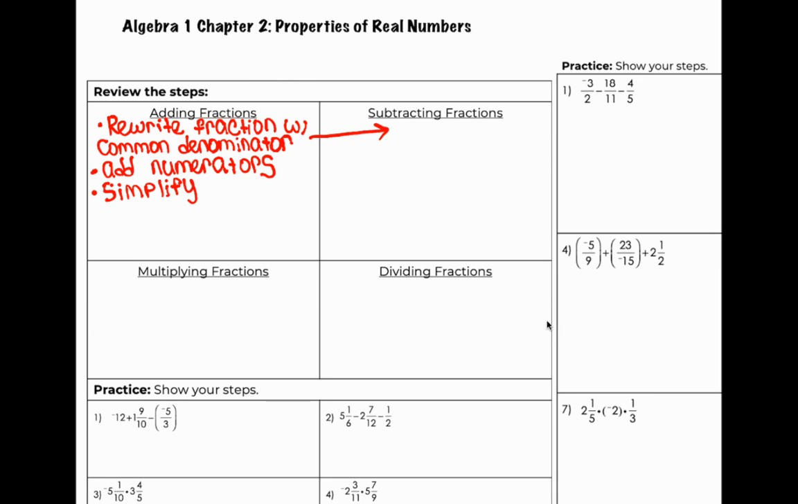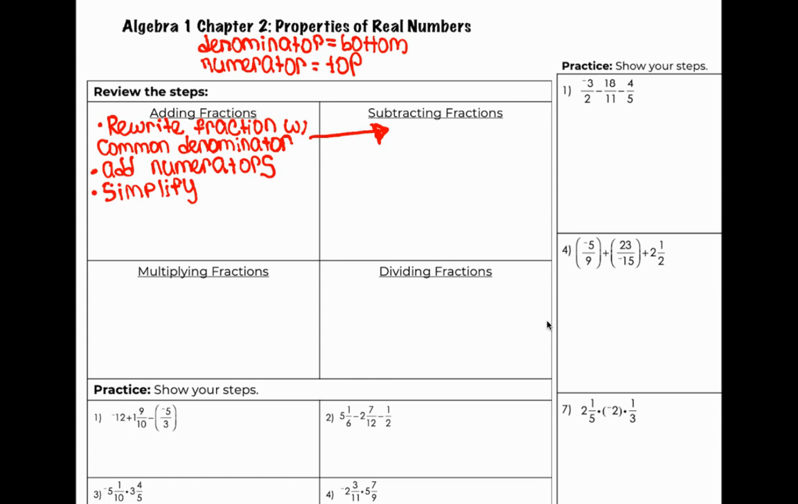So, couple of reminders. The denominator is the bottom of the fraction. Numerator is the top. Okay, subtraction is the same exact thing, except in this step here, you would subtract instead of add. But you would also simplify, so you do also need a common denominator.